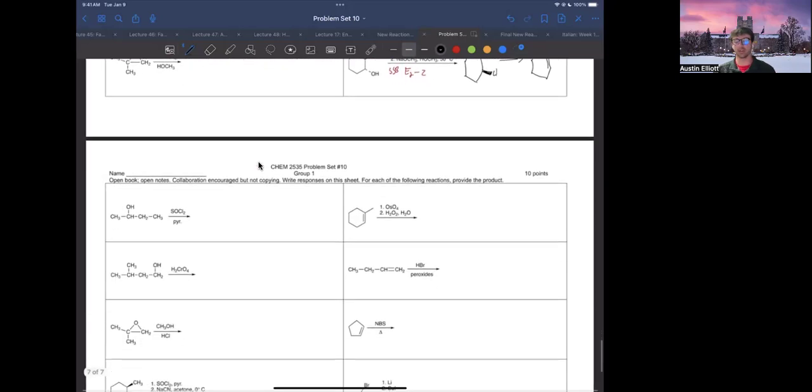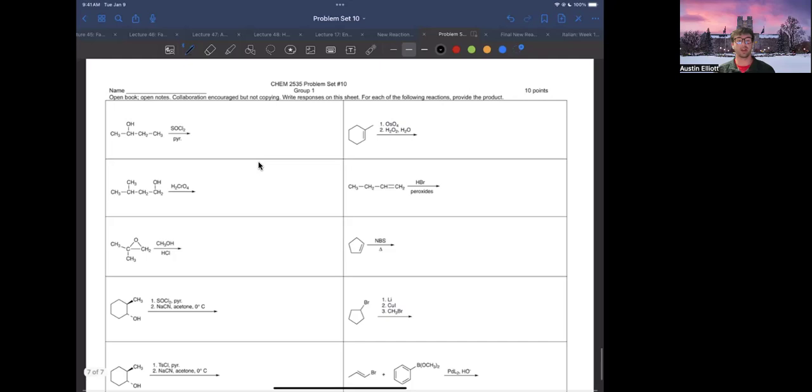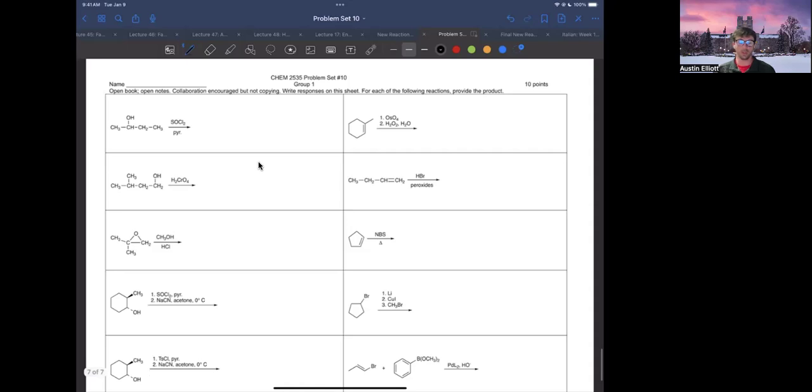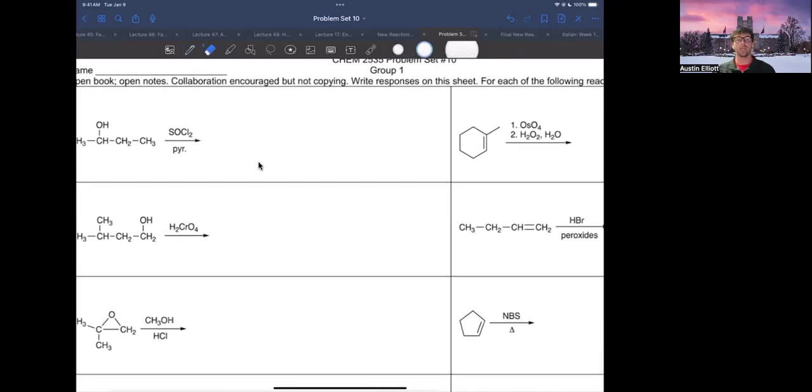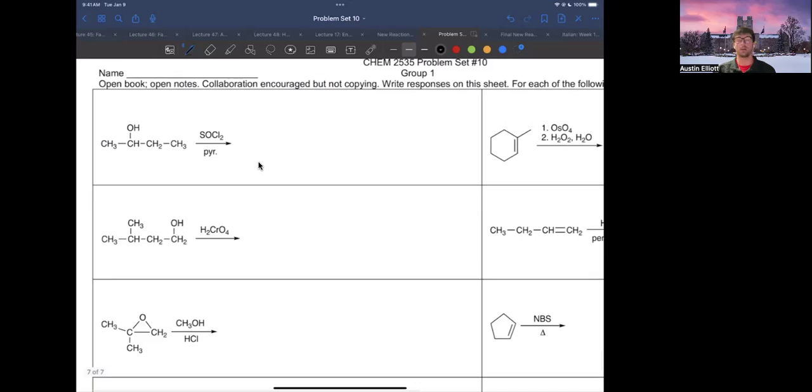So now we can look at the other version of the problem set. It's got a couple of different reactions that were not on the first one that will be helpful in understanding what's going on. So to start off, SOCl2 basically functions the same way that HCl or PCl3 with pyridine would work. So it's just going to give us something like this, and that OH is going to give us that chlorine group right there.